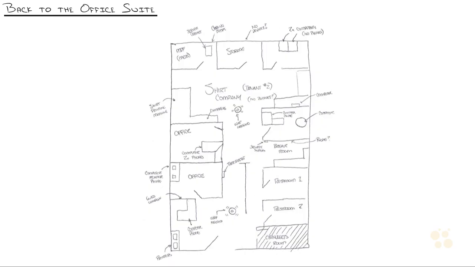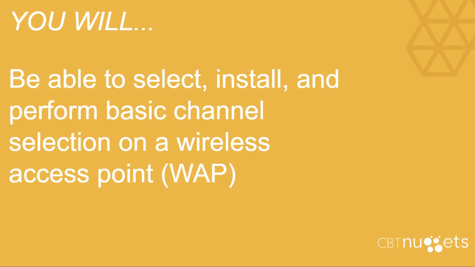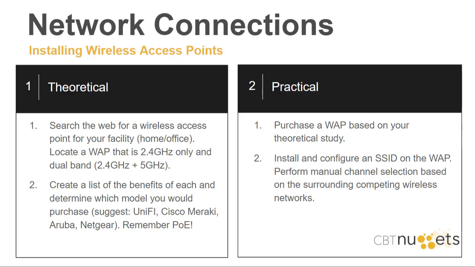I think you've got the idea now. I'm going to install the other WAP at the short company behind the scene. Now, I said at the beginning, you will be able to select, install, and perform basic channel selection on a wireless access point. Here's how we're going to prove that.